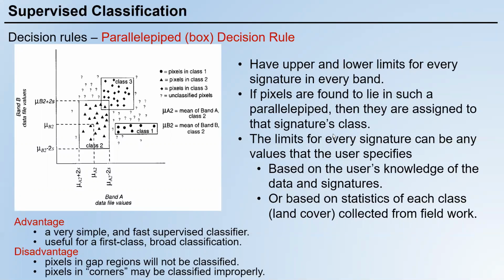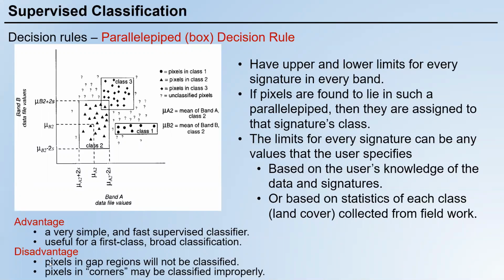And how do we decide the size and position of these boxes? Based on users' knowledge of the data and signatures, prior knowledge, or based on statistics of each class collected from field work. Like I mentioned before, you can collect reference spectra for different land covers and use these spectral characteristics to draw these boxes. So the advantage of this method is that it is pretty simple. You draw different boxes, and if a pixel is in the box, then we say that pixel belongs to that class. Very straightforward, right?